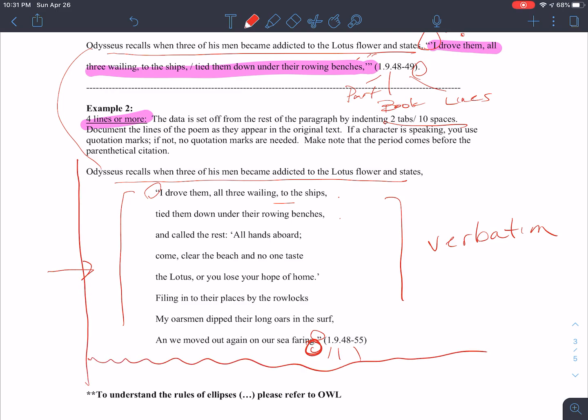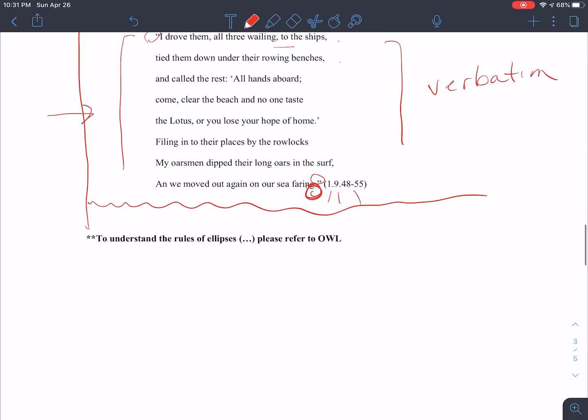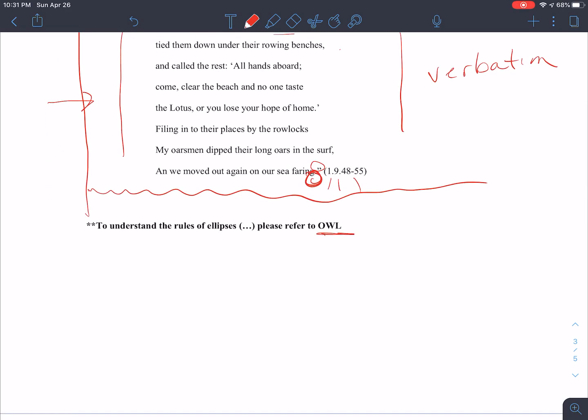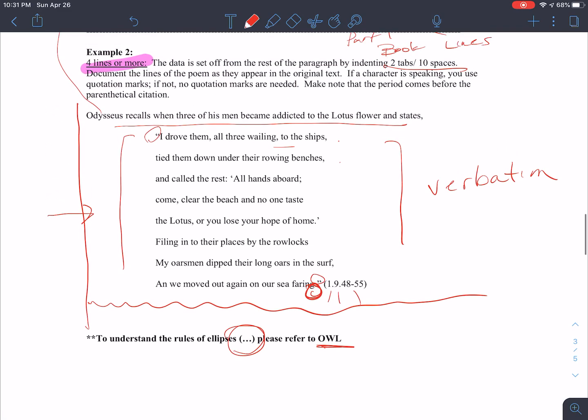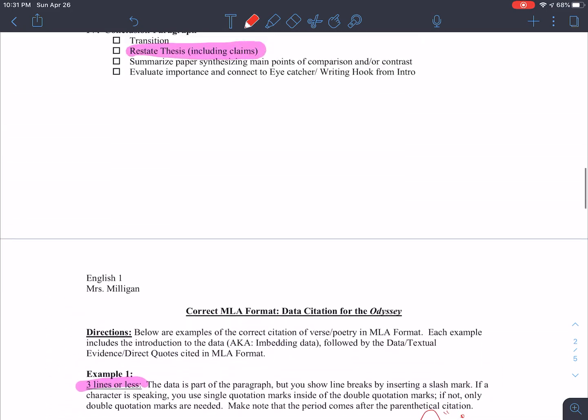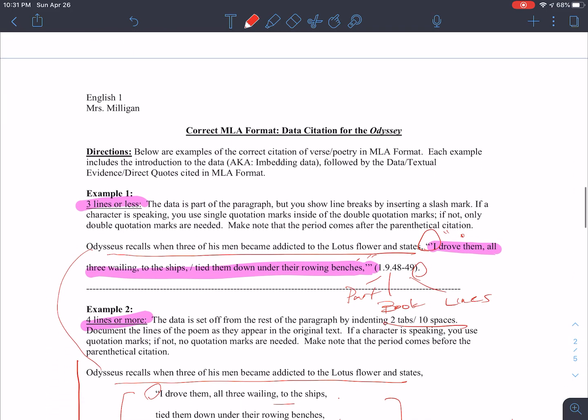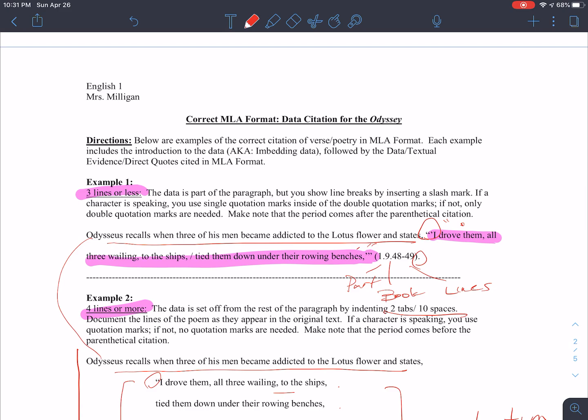I've got all of this information from OWL. There's information about when to use the dots of ellipses when you omit, whether it's words or several lines, so check that out. And if you have any questions, please feel free to email me.